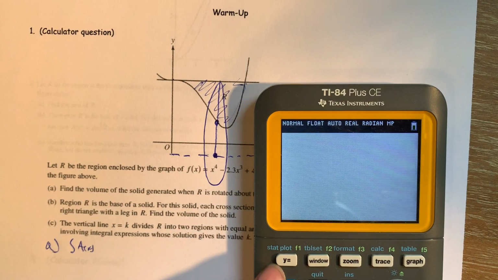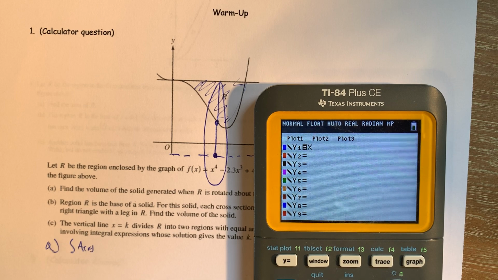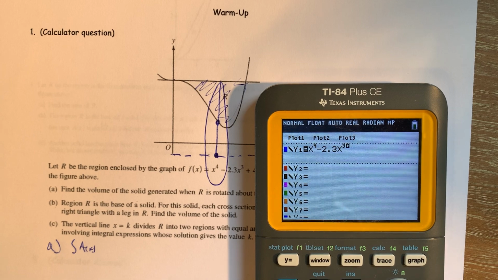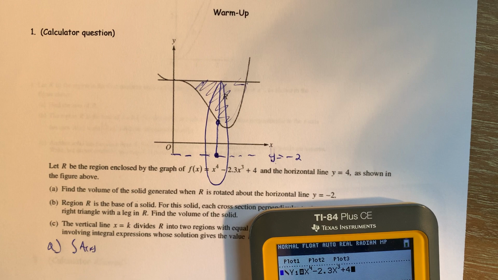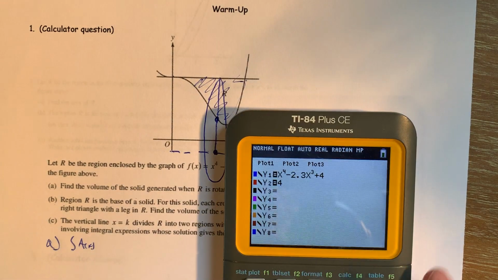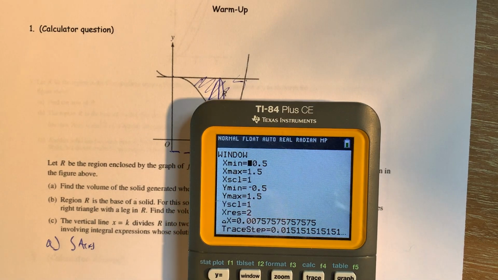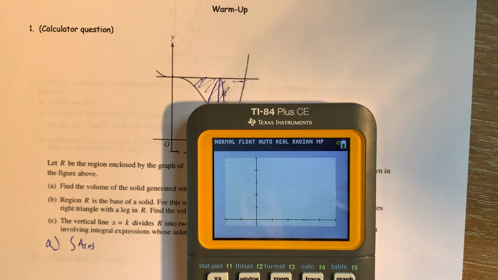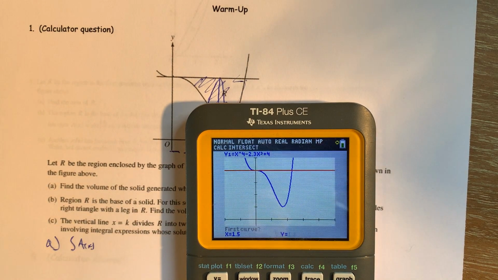So let's start by, in our calculator, putting in y equals x to the 4th minus 2.3 x to the 3rd plus 4. And we're going to put in y equals 4, and find the intersection to see where that is. I guess I should actually change my window a little bit. So let's go -2 to, I don't know, it looks like 5 will be okay, because this goes to 4, right? So, okay, here we go. Let's find that intersection. Second calc, intersect, enter.